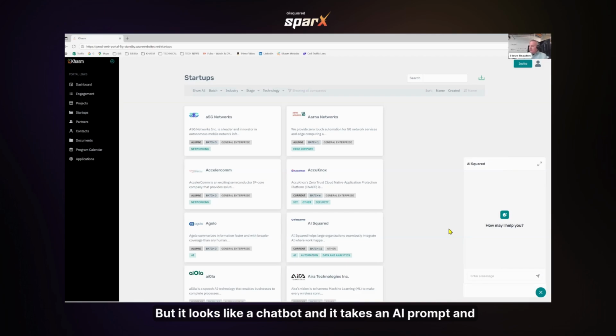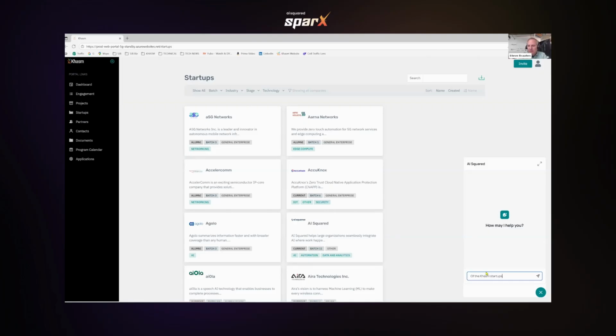But it looks like a chatbot, and it takes an AI prompt, and using my scenario about the SLM when I first started, I was like, well, what am I going to do? How am I going to figure this out? It would have been nice on that day, because we did not have this that day, to be able to say something like, well, gosh, of the Chasm startups, are there, and this is a really simple prompt, by the way, are there any small language model solutions?